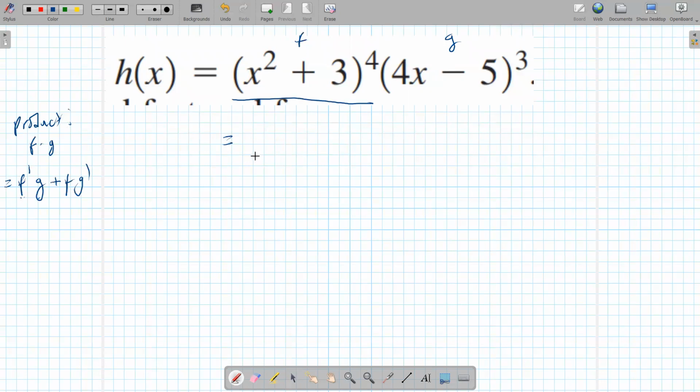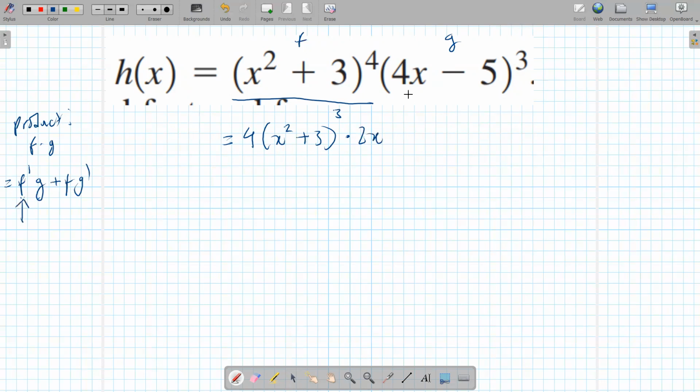This entire thing. Use the power rule to bring the 4 down, yeah? Everything on the inside stays as it is. What's going to be the new power? 3. 3. What do we multiply this by? 2x. Yes. So that's just f prime.